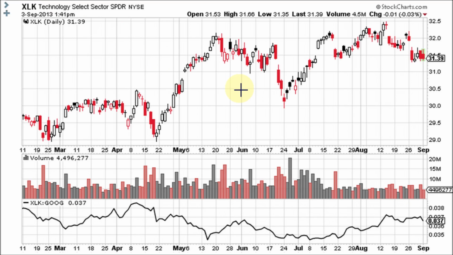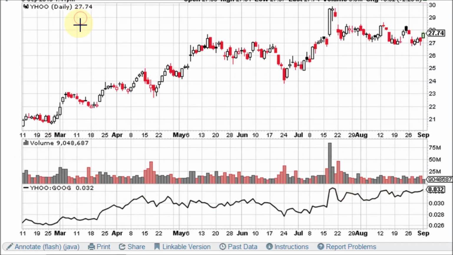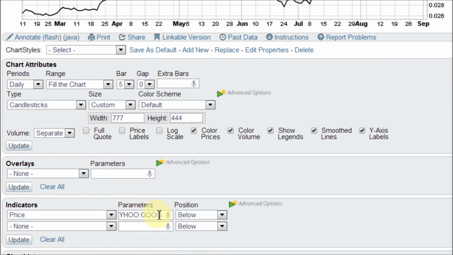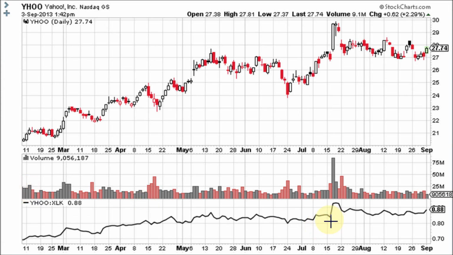Now you can also compare individual stocks to the sector they belong to. Let's load up Yahoo, ticker symbol YHOO. Okay, then down in the chart attributes area, it is a part of the XLK, or technology sector. So type in Yahoo :XLK, hit update, and as you can see, Yahoo broke out to new highs here above all levels of resistance here. And that means it outperformed its sector, the technology sector, by far.